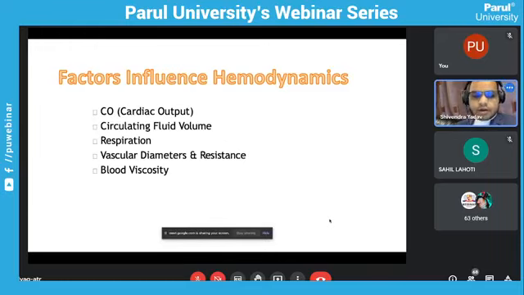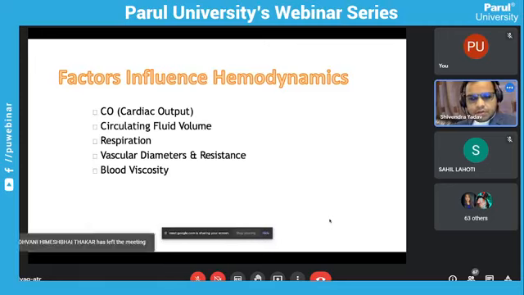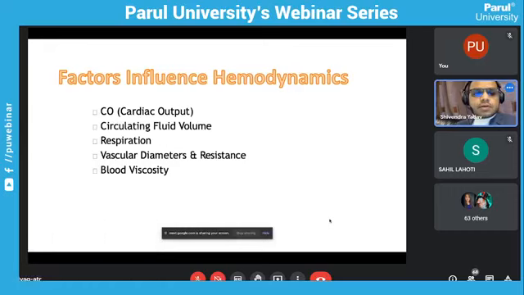So we will discuss what the factors are which can influence hemodynamics. Very importantly, cardiac output. If you have a good cardiac output, you will have a good pressure. If you have low cardiac output, the pressure will obviously be low.